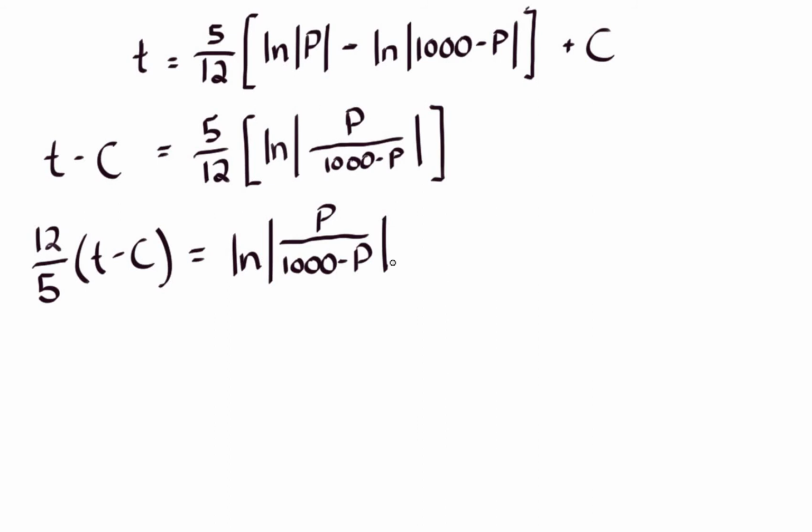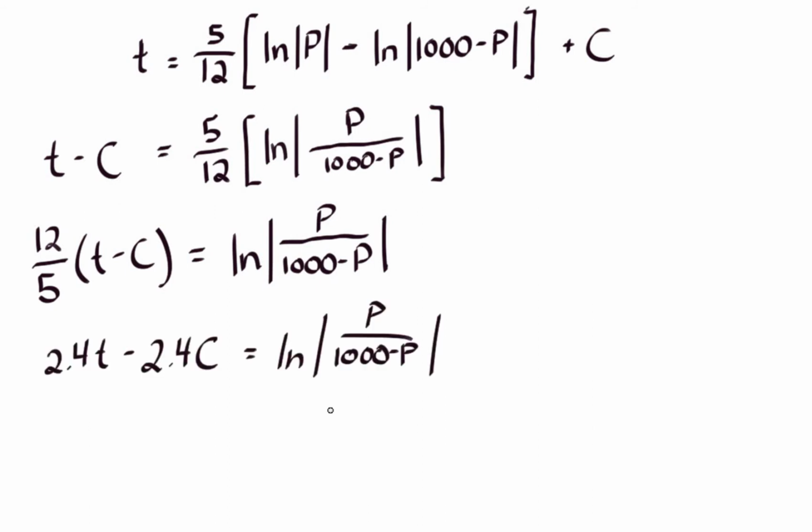How do we get rid of a log function? Well, we take the exponential of both sides. Okay. But what we've got on the right hand side is a little bit messy. Might be nicer to use decimals here for our working out, so that we don't have these tiny little fractions up in our power. So 12/5 is the same as 2.4. But when we take the exponential of both sides, this is where we can dispense with the absolute value signs. So we get e to the power of 2.4t minus 2.4c, and that's equal to just p over 1000 minus p.